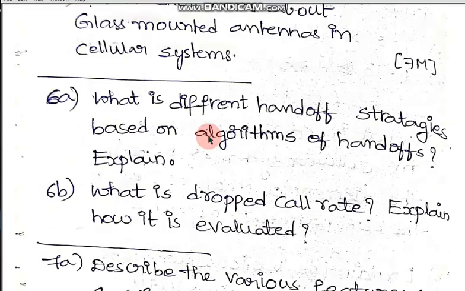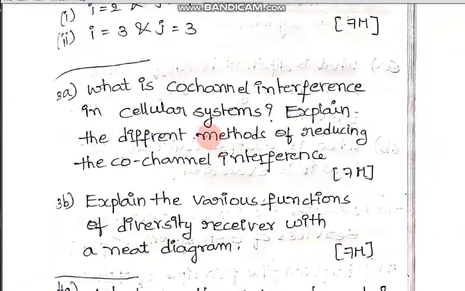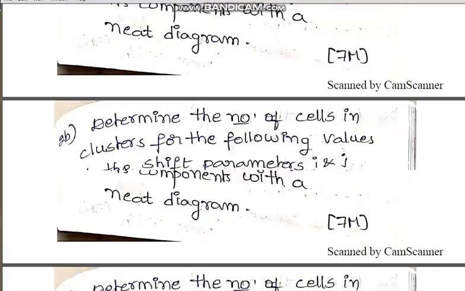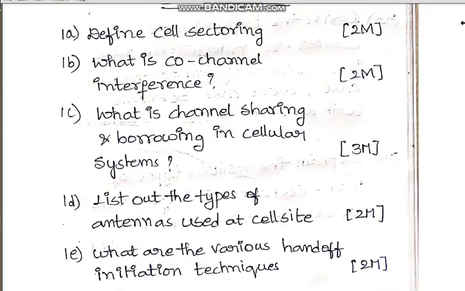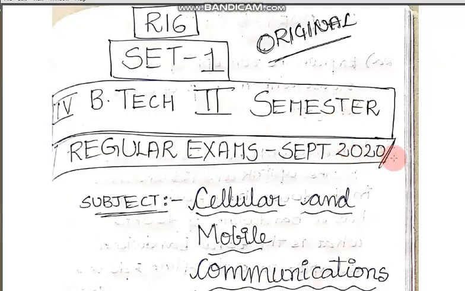So these are all the 4 sets regarding cellular and mobile communications of the September 2020 batch, and the supply questions are not yet released.